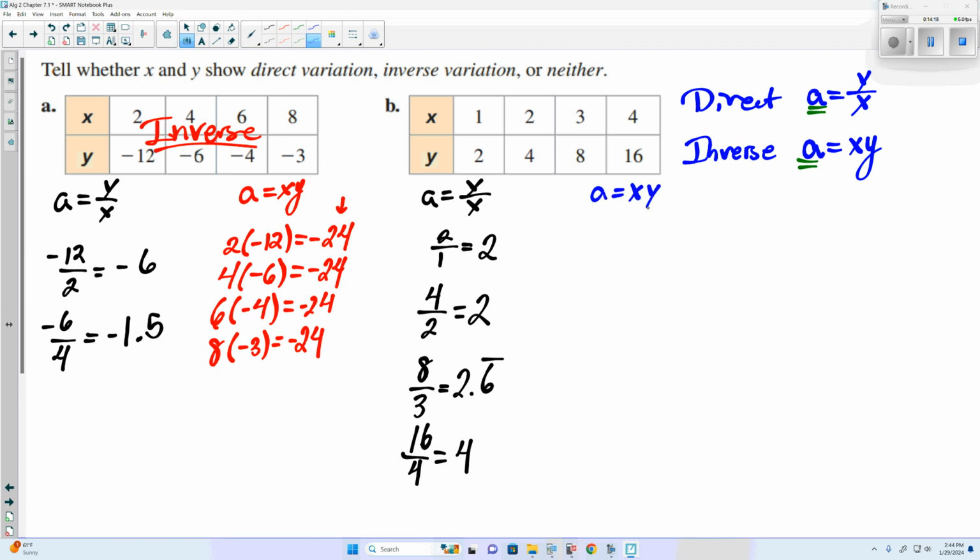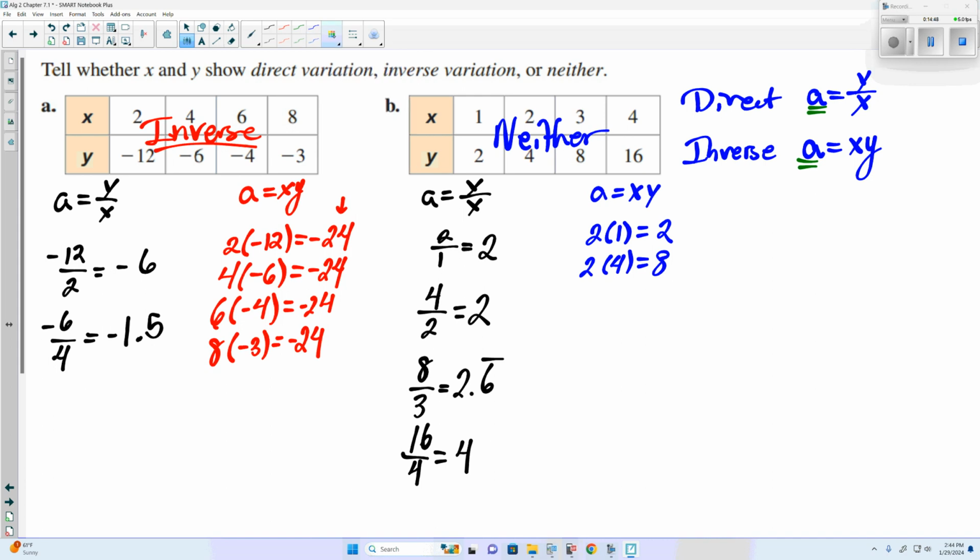Right. So if we divided y over x and got the same number for all of them, then it would be direct. So let's try multiplying. So the first one's 2 times 1, which is 2. Next one is 4 times 2, which is. So direct did not work, inverse neither. So this is neither.